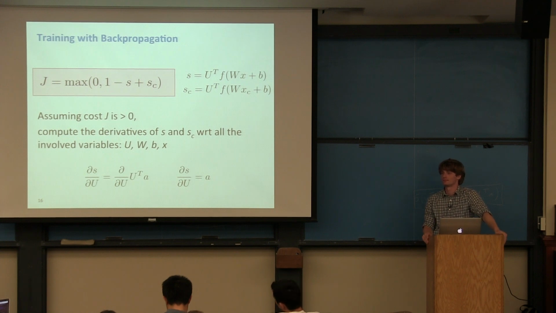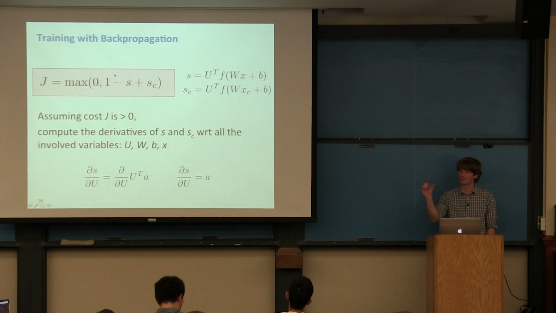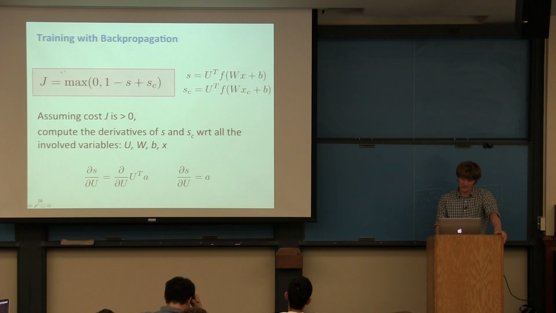For neural networks, what is the mathematical thing that we minimize? So we minimize this mathematical objective function here. This is our error loss, and we're trying to essentially maximize the margin between the correct window and the incorrect window. So this is basically it.